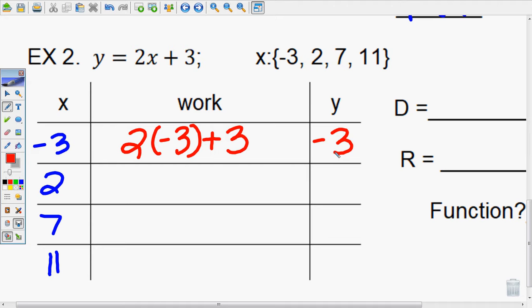Next one. So I'm gonna plug this in and keep going. 2 times parentheses 2 plus 3. Perfect. 7. There we go. Y'all can do math. I'm proud of y'all.